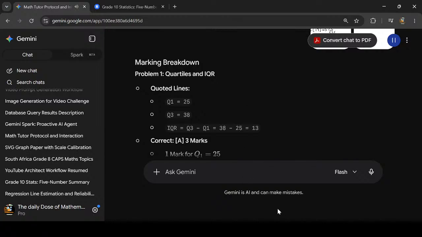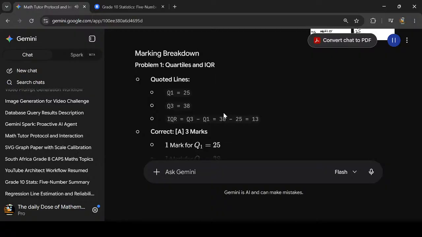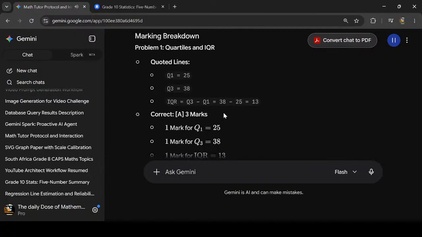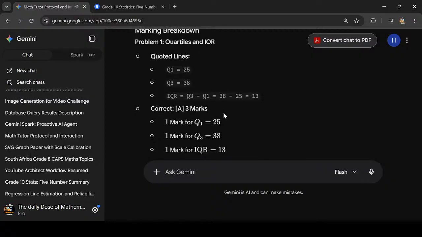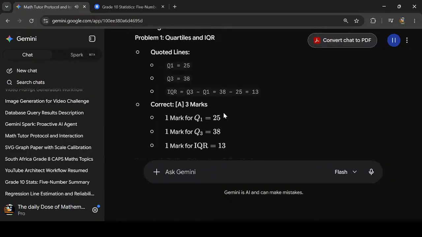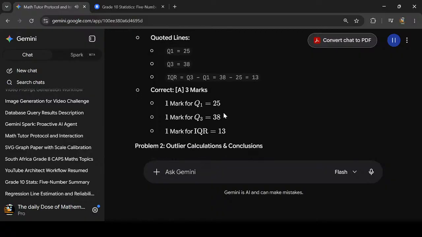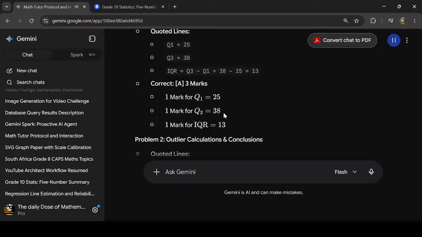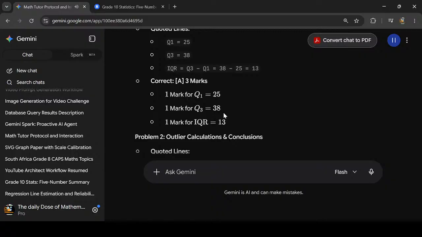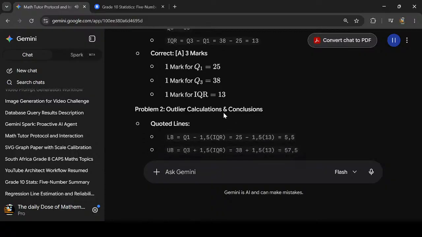Problem 1: Quartiles and IQR. Q1 equals 25. Q3 equals 38. IQR equals Q3 minus Q1 equals 38 minus 25 equals 13. Correct. 3 marks: 1 mark for Q1 equals 25, 1 mark for Q3 equals 38, 1 mark for IQR equals 13.